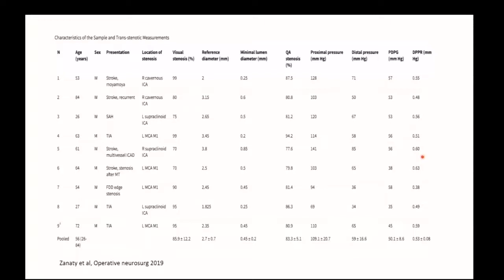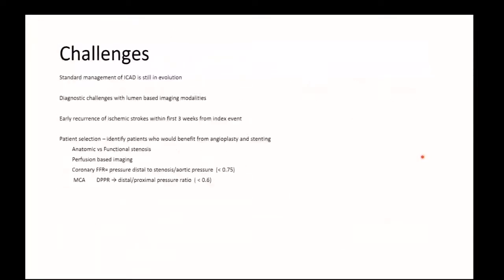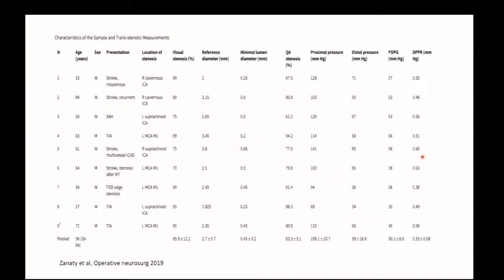So I think the standard treatment for ICAD is still in evolution. A 6% recurrence rate within the first month is very high. And we have very promising data. So I think things will change in the next few years in regard to the ICAD.